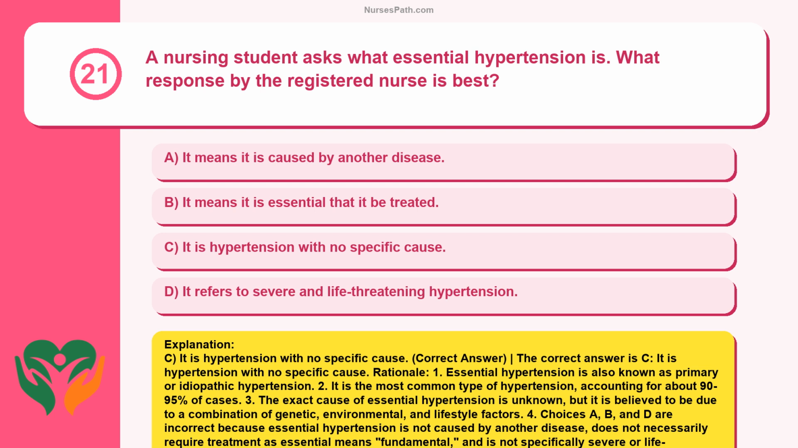4. Choices A, B, and D are incorrect because essential hypertension is not caused by another disease, does not necessarily require treatment as essential means fundamental, and is not specifically severe or life-threatening.